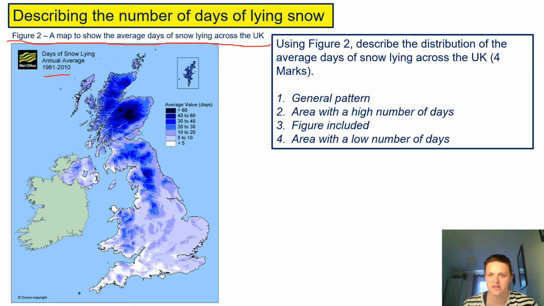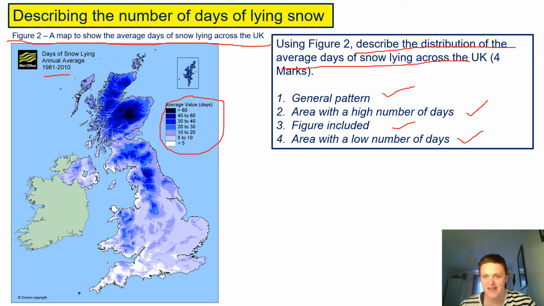I want you now to describe the distribution of the average days of snow lying across the UK. So first of all, you've got to tell me, is there a pattern? Is it even? Is it uneven? What areas have the highest number of days? Can you give me some figures to support that? And you get the figures here from the key. And can you give me an area of low number of days? Use the key as well. So give yourself about 5 minutes to do this. Off you go.